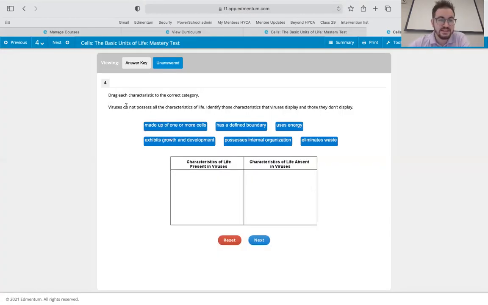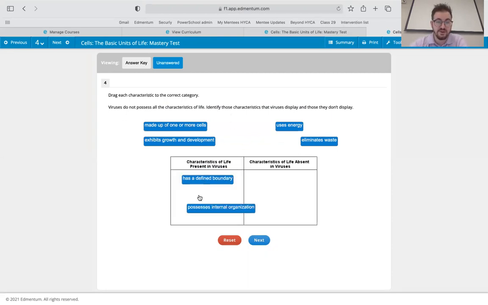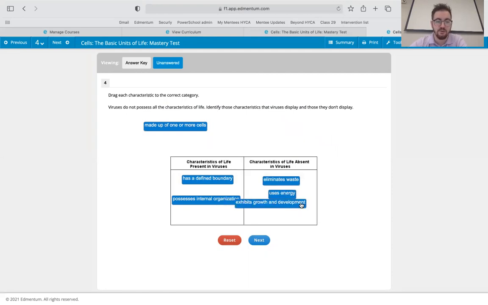Okay, so next, this is viruses do not possess all the characteristics of life. Identify the characteristics that the viruses display and don't display. So let's start with characteristics of life present in viruses. Okay, so viruses have a defined boundary, and they do have internal organization, but they cannot eliminate waste. They cannot use energy. They cannot grow and develop. Oop. That one goes over here too, if I can get it. I hate these for that reason.